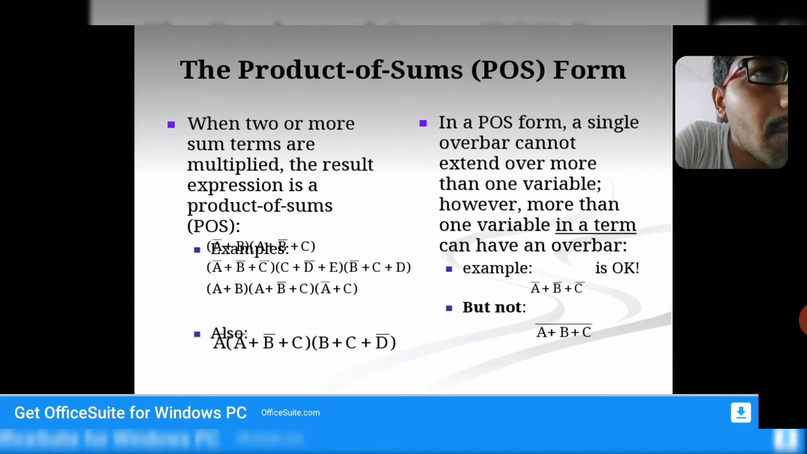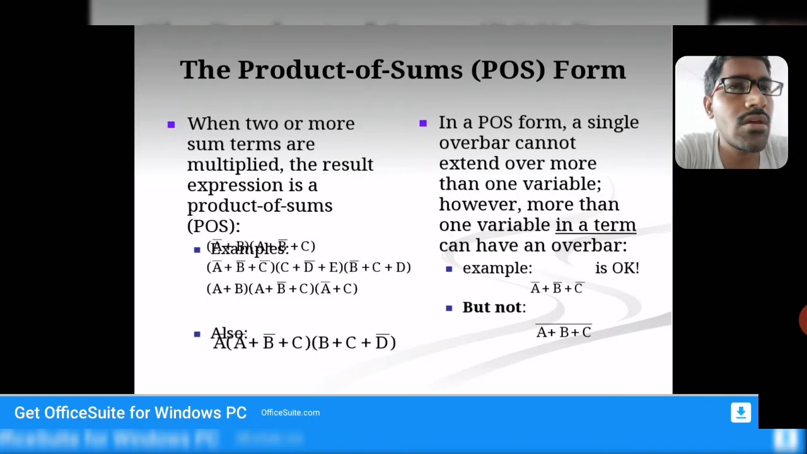And the product of sum expression cannot have a single overbar. Here also, as in the case of sum of products, a single overbar cannot be used. Individual variables can have their complement.